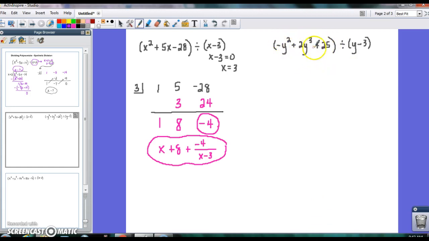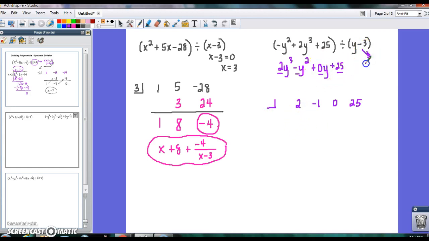If I were to rewrite this, I would have 2y cubed minus y squared. Remember there's no y term, so I want to make sure I put in a placeholder. I have to make sure I put in 0y plus 25. So these are the coefficients that I'm going to write down. So I have 2, I have negative 1, then I have 0, and then I have 25. If you don't put that 0 in, you're going to have a mistake. Okay, so make sure you put that placeholder in.